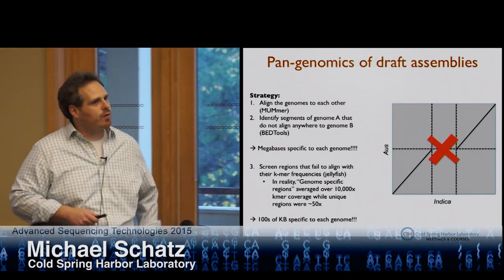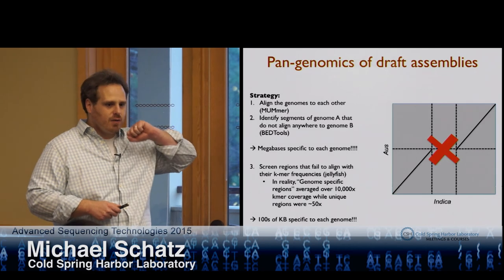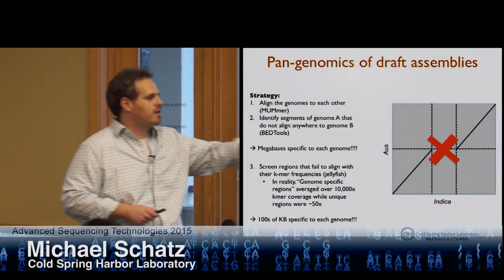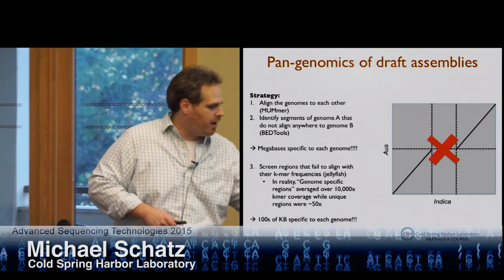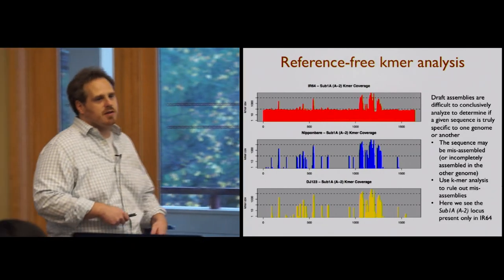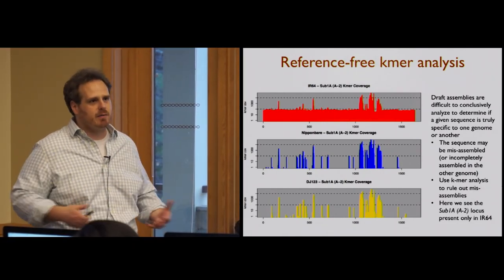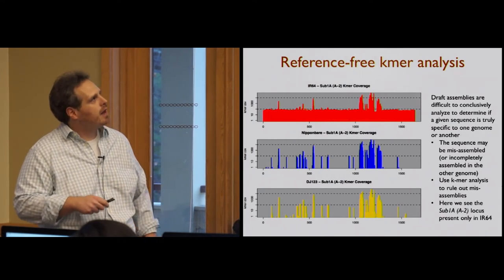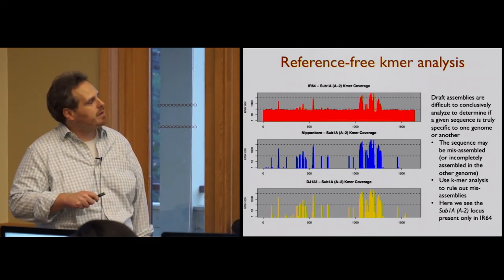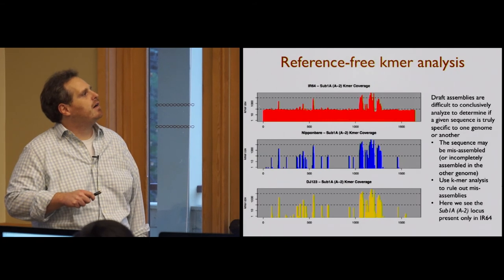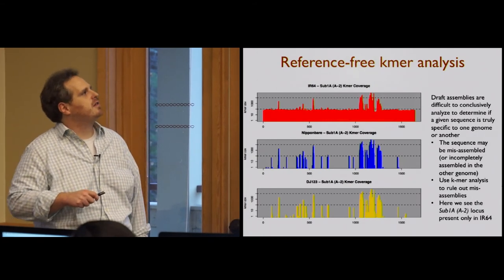If you want to really conclusively say, oh, this sequence only occurs in this genome, doesn't occur in this genome, another powerful approach is to use something called k-mer counting. This is a reference-free way to be able to assess the repeat composition. And then here I'm just plotting the k-mer counts of this particular sequence, from the different species.